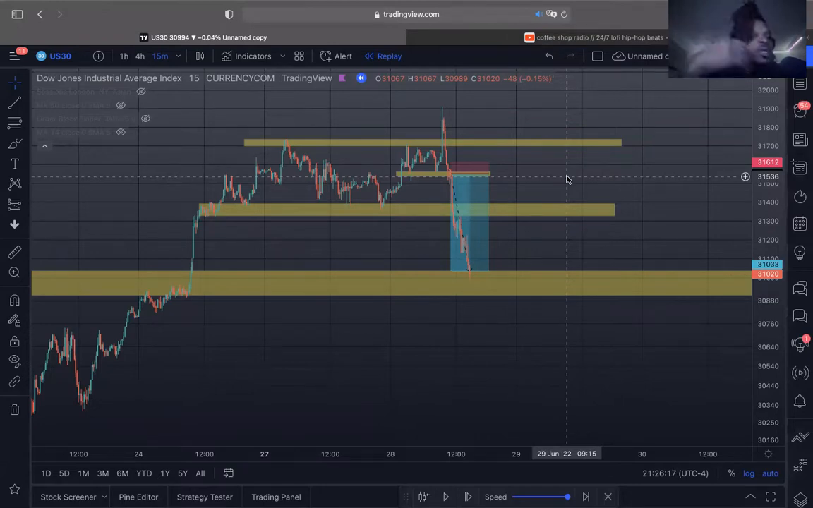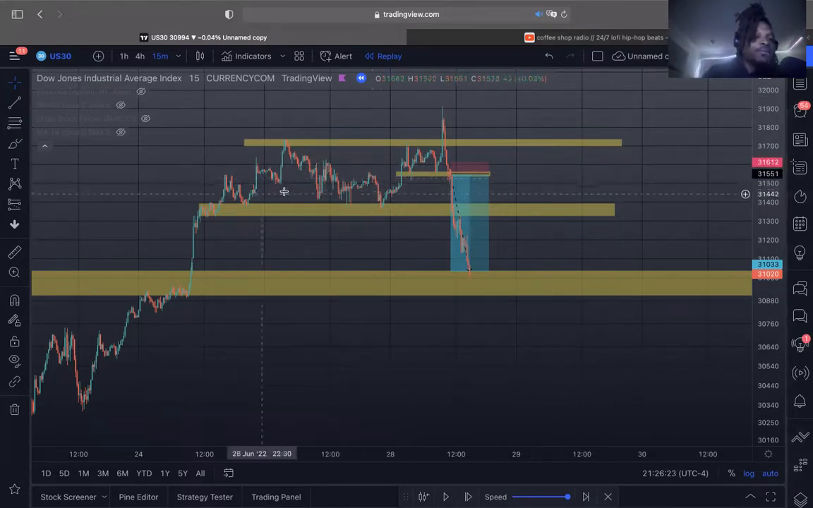I promise you, break and retest to me is one of the simplest strategies, but you still have to apply the same rules. You still got to be patient, trade with the trend. If it reverses against you, wait for the continuation.